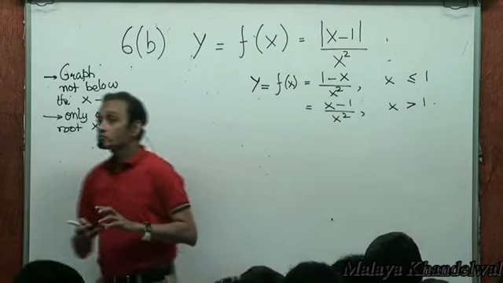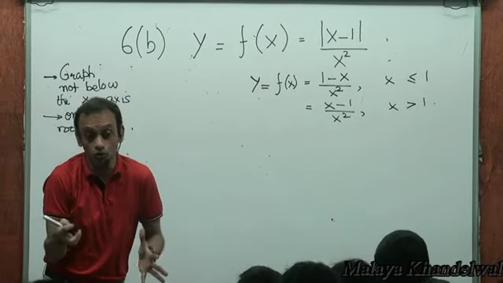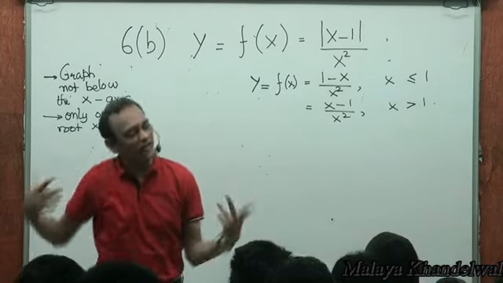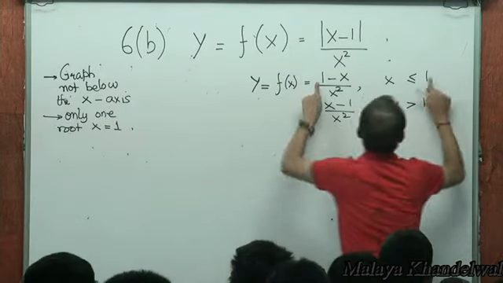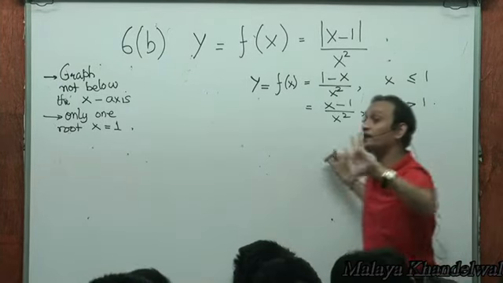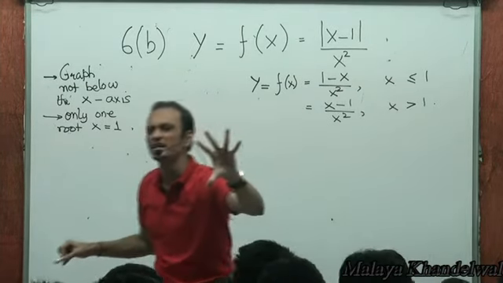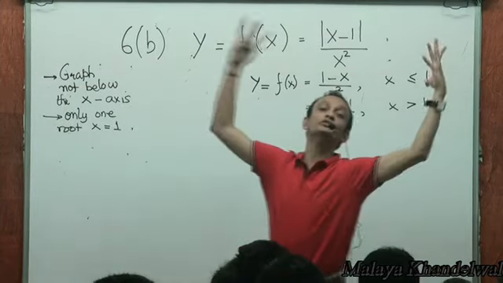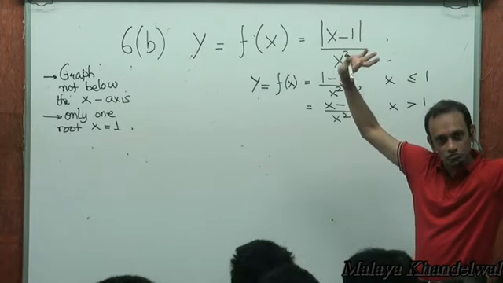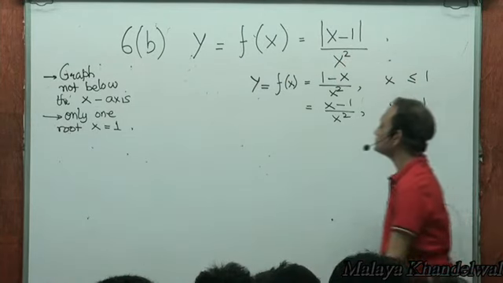There is change of behavior at x equal to 1 for a modulus function, but there is no discontinuity that results. Left hand limit at 1 is the same as right hand limit at 1, equal to 0. So despite change of behavior, a modulus function does not participate in an ugly manner to produce discontinuity. Right? So no discontinuity at x equal to 1. That's for sure.